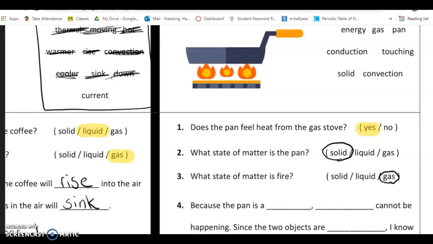A solid. And what type of thermal energy transfer can't happen in a solid, Xavier? No. One of the types can't happen in solids. It's a type of thermal energy transfer. We're talking about one of the ways that thermal energy moves. Jonathan? Convection. Because convection only happens in liquids and gases. It can't happen in solids. So convection isn't happening here.